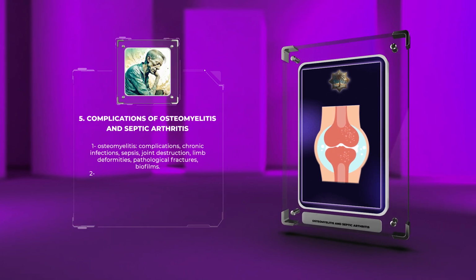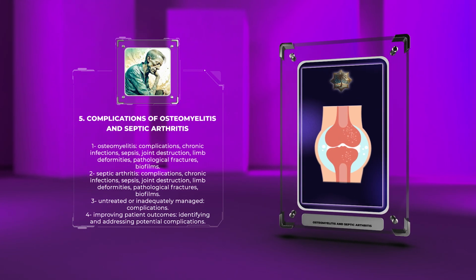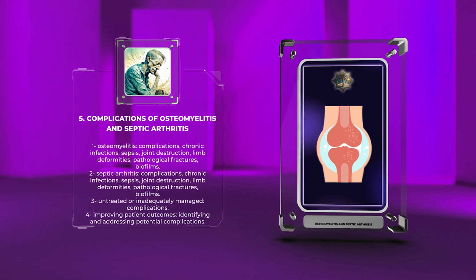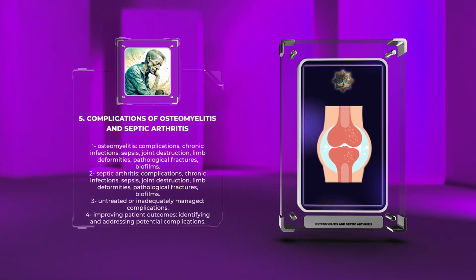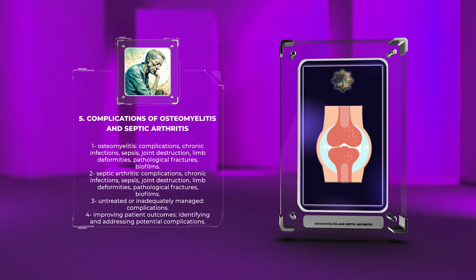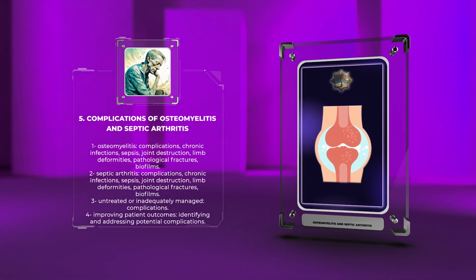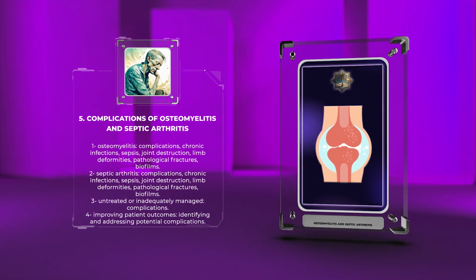If left untreated or inadequately managed, osteomyelitis and septic arthritis can lead to a myriad of complications. These include chronic infections, sepsis, joint destruction, limb deformities, pathological fractures, and the development of biofilms. Identifying and addressing these potential complications is essential to improve patient outcomes.